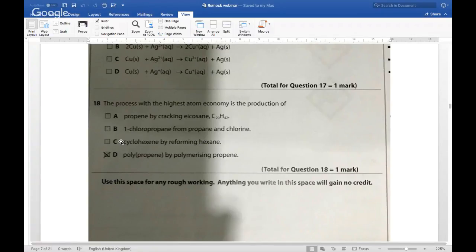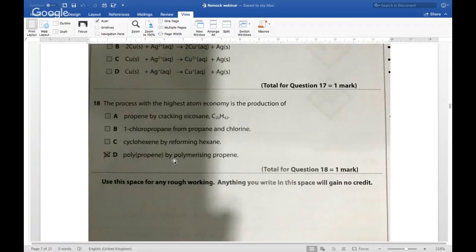Okay, next, cyclohexene by reforming hexane. Right, so we're cracking hexane and reforming it. That's not going to be a good one. You're going to have hydrogen produced as a byproduct, waste. The bottom one was a winner by a mile. There's no waste when you make a plastic, folks. There's no byproduct. They all bond together.